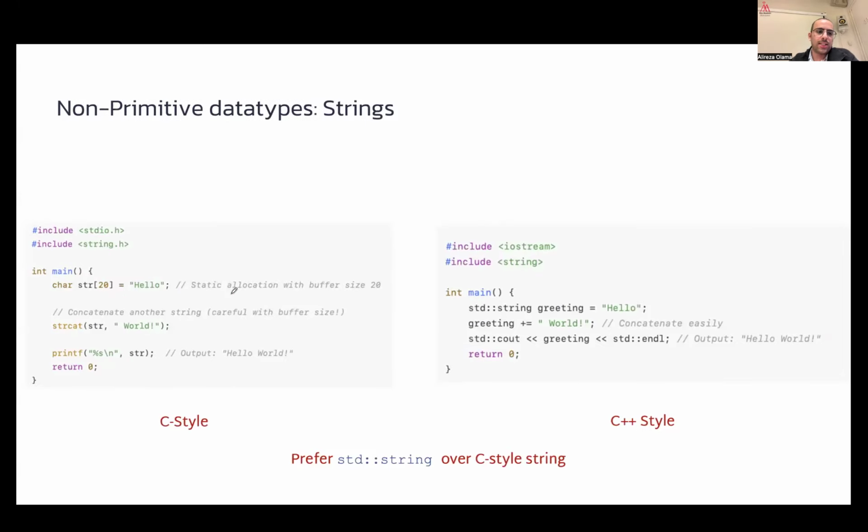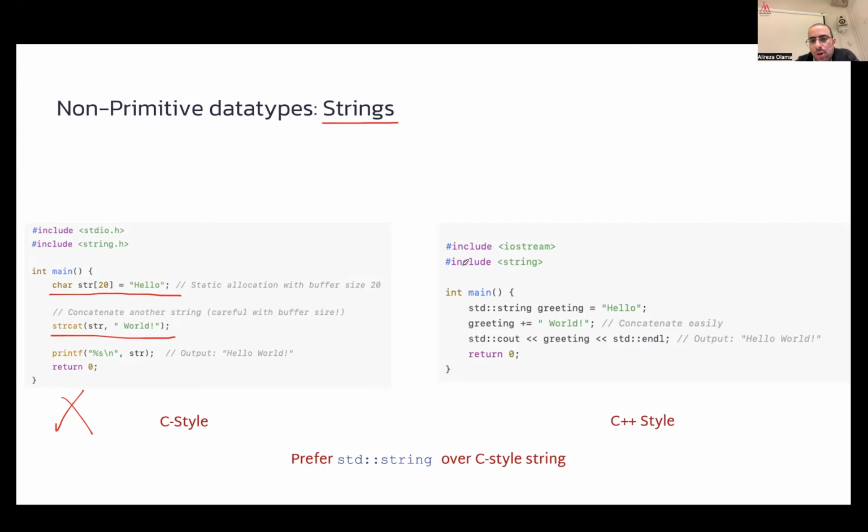All right, so let's see about non-primitive data types. The first one that we are going to talk about is strings. Strings are an array of characters in C. So for example, you can define a string in C like that, and then you can perform operations on your string using some predefined and built-in functions in C. This is not recommended anymore, so we really don't use C-style strings. That's why I didn't explain it in detail.